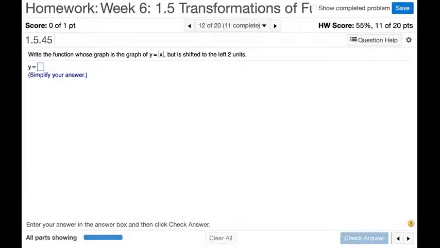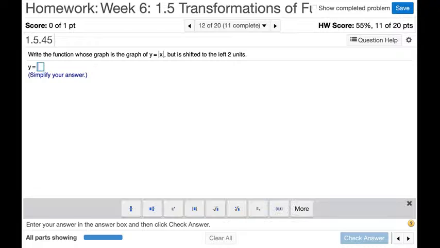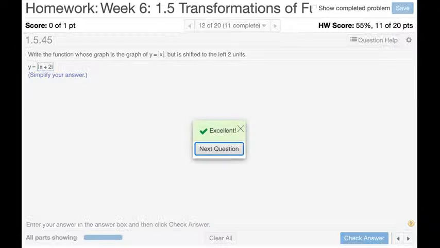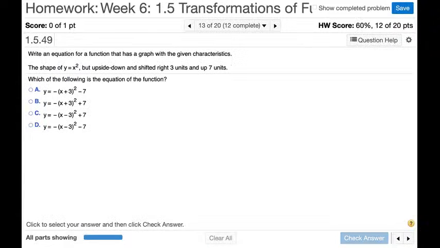2 units to the left, so we want to add 2 on the inside. Absolute value of x plus 2. It's upside down, so that means outside by negative. 3 units shifted to the right, so we're going to subtract 3 on the inside, so it's one of these two. And then 7 units up, so it should be C.